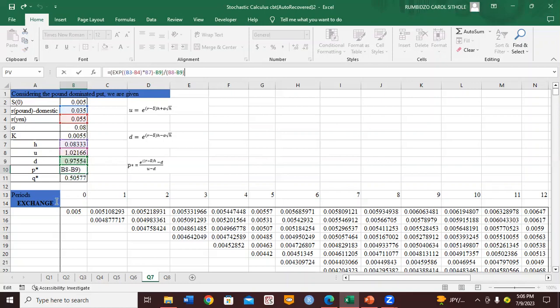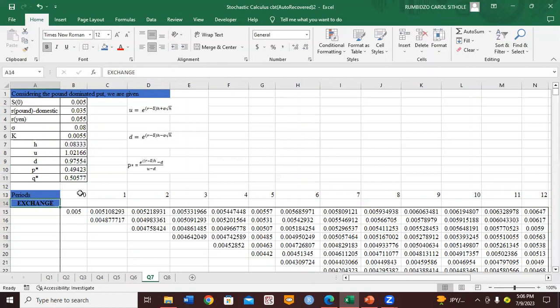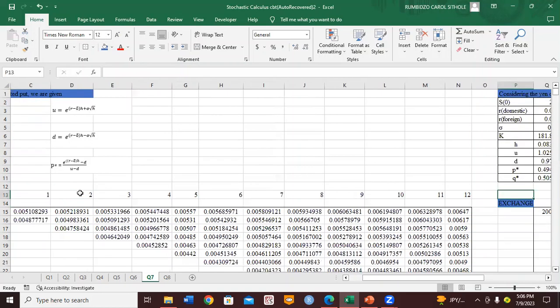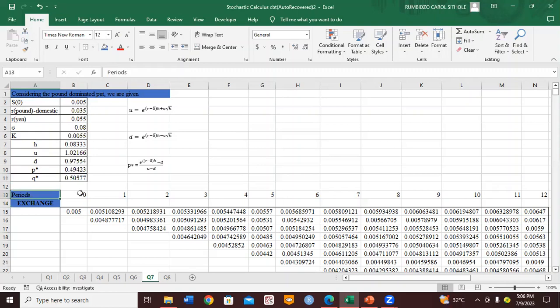So in calculating the exchange here, our number of periods are going to be 12, because we have 12 periods here. So after calculating for the 12, you have 12 periods. And then our spot price is the current exchange rate. The current exchange rate is 0.05.